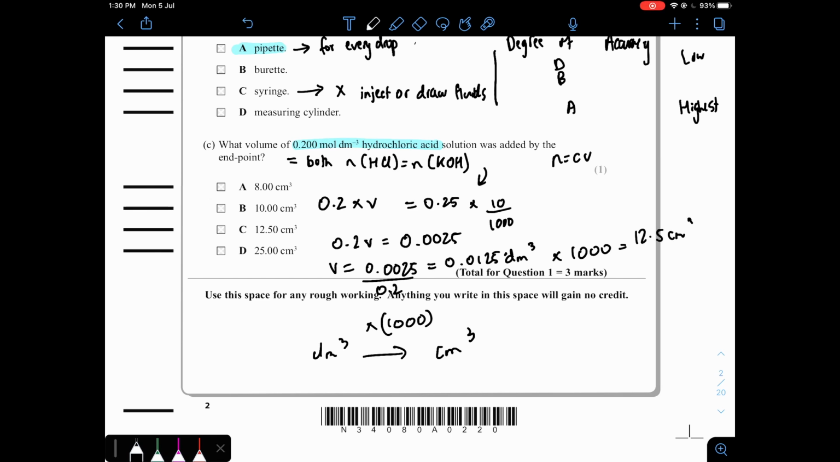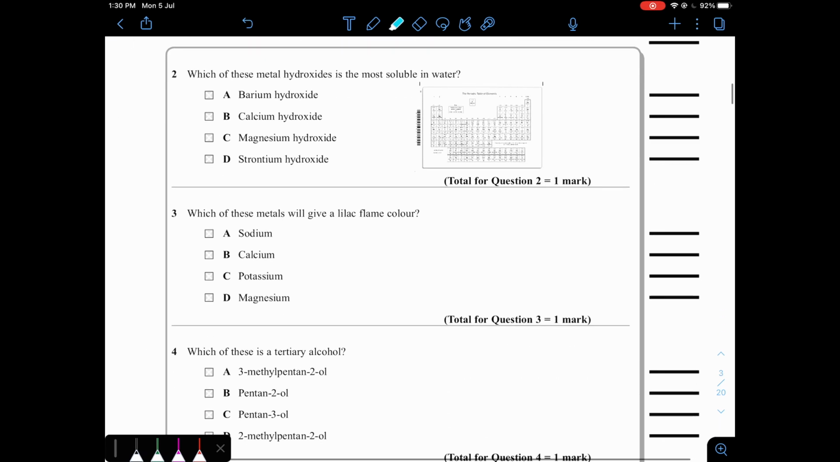12.5 centimeter cubed. So this is the volume of hydrochloric acid that was added at the endpoint. 12.5. So that answer is C over here. Move on to question number 2.